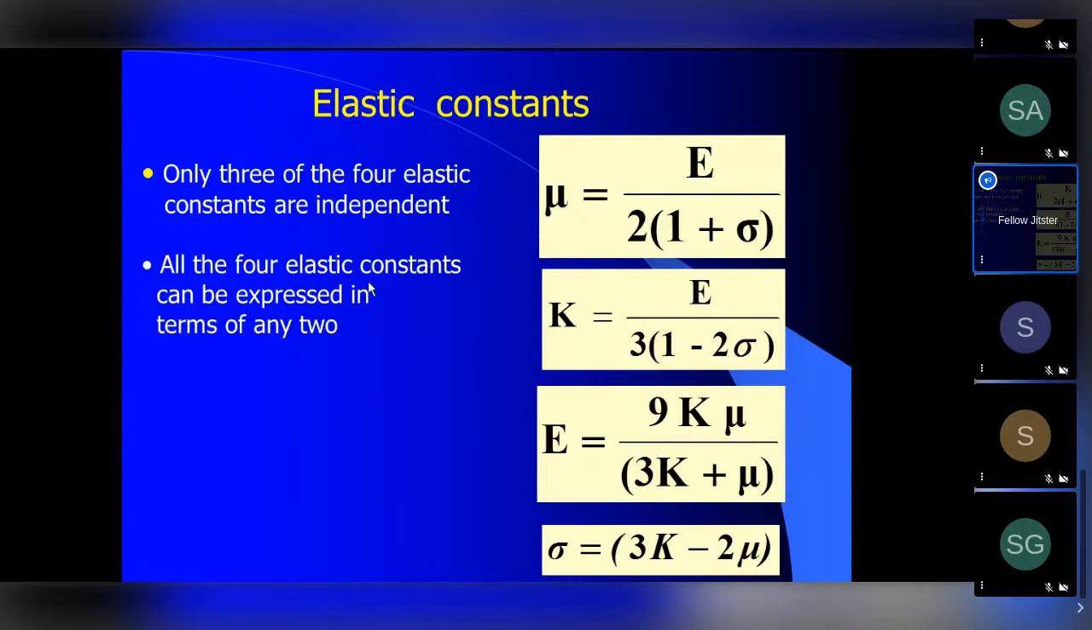Okay, so only three of the four elastic constants are independent. Only three. All four elastic constants can be expressed in terms of any two. What does only three of the four mean? E is an independent elastic constant. We said Young's modulus. We said mu, which is the shear modulus, and we said K is the bulk modulus. So these are the only three elastic constants which are independent for a homogeneous isotropic Earth. All four elastic constants can be expressed in terms of these three elastic constants.